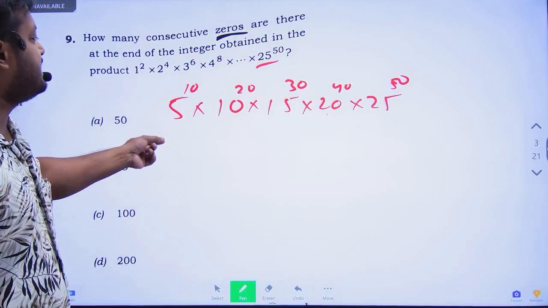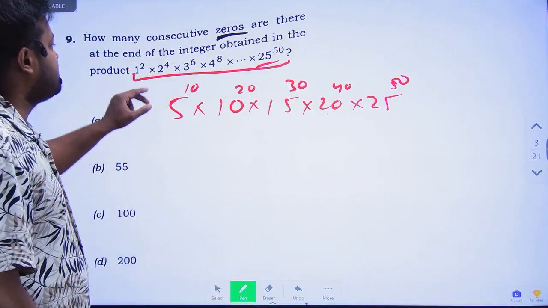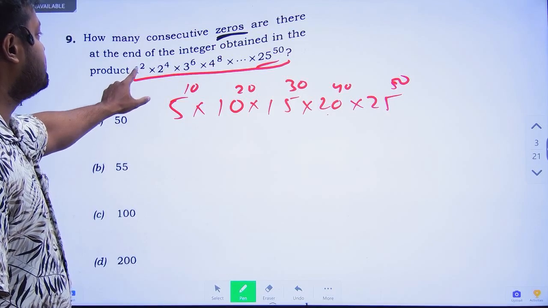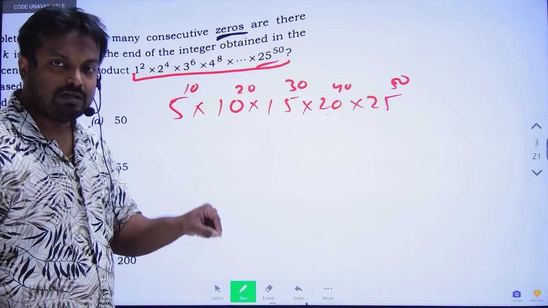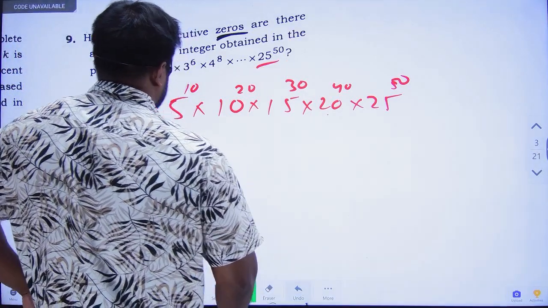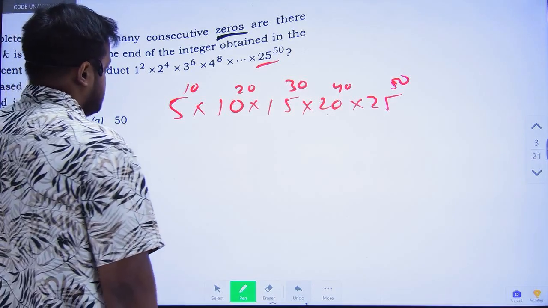Because the exponent is directly double of the base, you can see the pattern from the question itself. 1 to the power 2, 2 to the power 4, 3 to the power 6. The exponent is exactly double of the base. Fine. So we have to find the powers of 5. So how to do it?